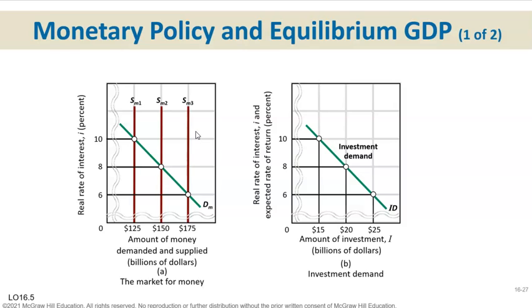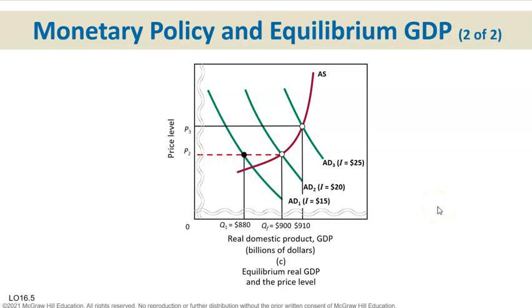If interest rates fall, then the amount of investment will increase. And we can see that happening on this investment demand graph here. So if interest rates move from 10% to 8%, then investment in the economy moves from 15 billion to 20 billion. So the Fed is using expansionary monetary policy. This is increasing the money supply, which decreases the interest rate, which increases the level of investment in the economy.